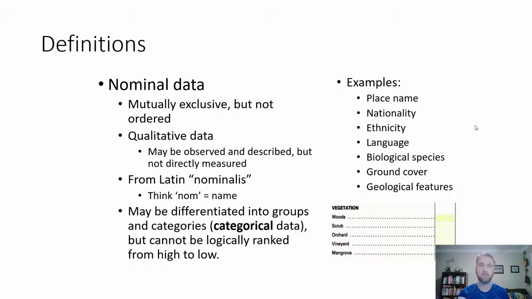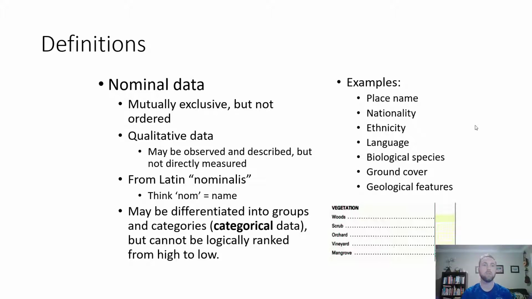It's just that they all have a mutually exclusive characteristic, so that's its nominal value, okay? Oftentimes in GIS, qualitative data are nominal data, okay? So maybe observed and described, but not directly measured. So in the GIS context, qualitative data would be like names, ordered, not ordered, names of places, nationality, ethnicity, languages, biological species, ground cover, geological features.